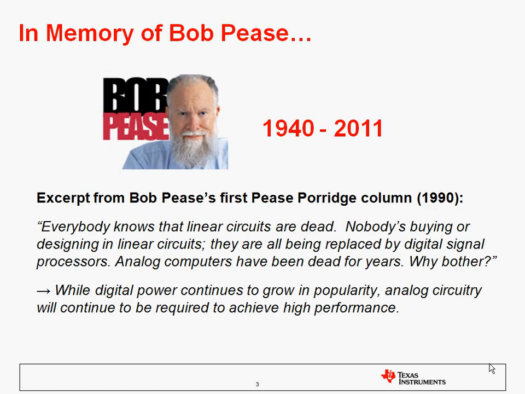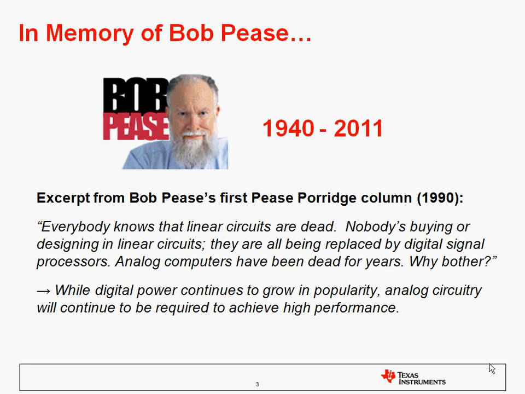So as the title indicates, I'm pulling a page out of Bob Pease's regular articles where he talked about analog circuits. And this excerpt is specifically from his very first column. And in here, he talks anecdotally about that, everyone knows linear circuits are dead. Nobody's buying or designing linear. They're being replaced by digital. So, analog is dead. Why even bother?